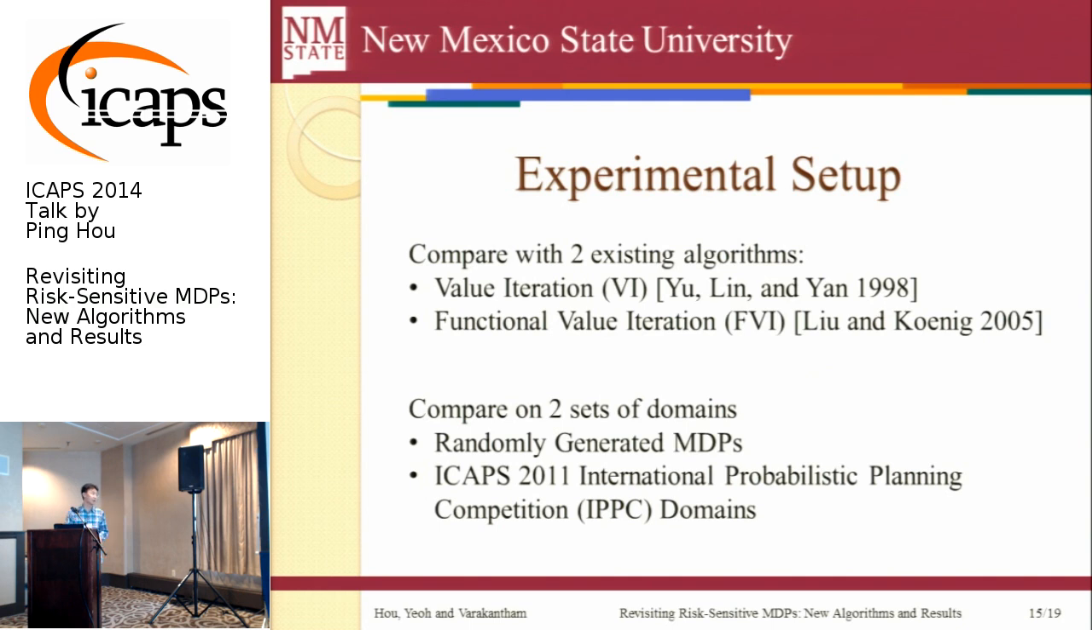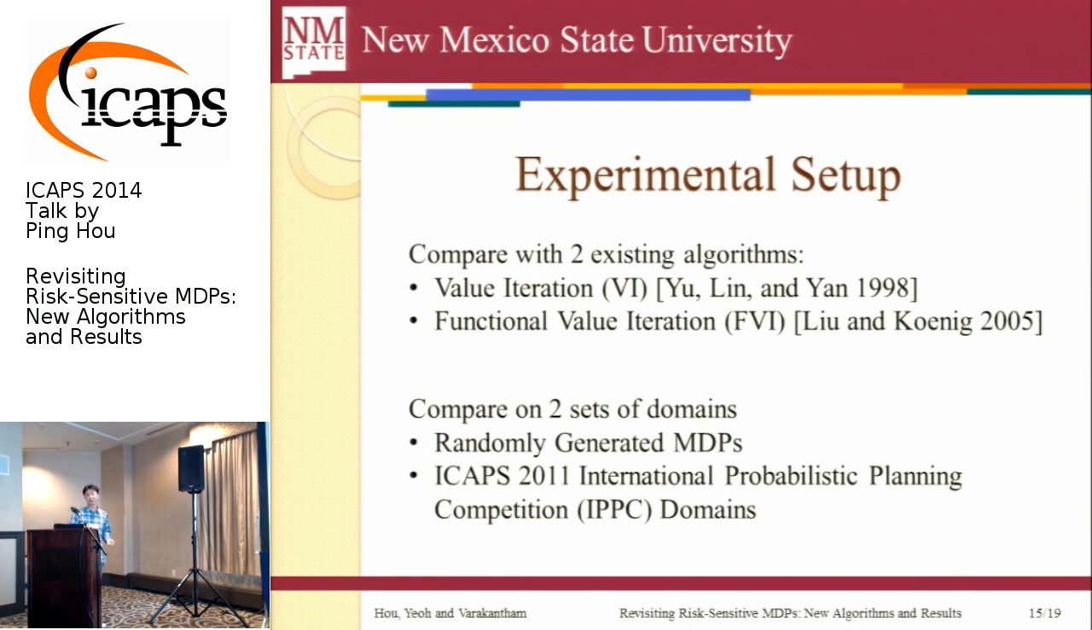Okay, in the experiment, we compare our algorithm with two existing algorithms. The first one is provided by Yeoh. They don't name it, but it is essentially the same as applying value iteration on the augmented state space. The second one is a functional value iteration. It is designed for a more general utility function. And we compare our algorithm on two sets of domains.